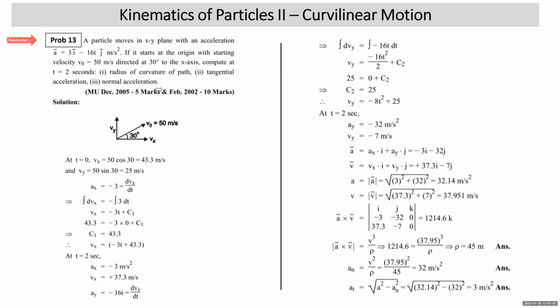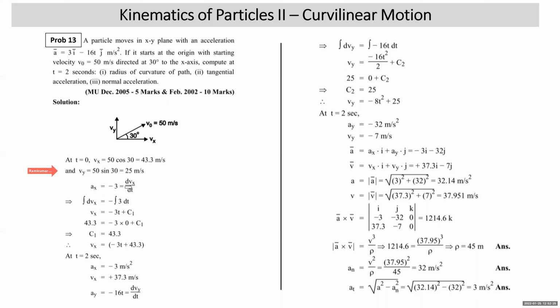So that means at t equal to 0, vx and vy are to be worked out as shown in this diagram. Can you see that? v0 is given as 50 at 30 degrees. So vx will be 50 cos 30, vy will be 50 sin 30. So at t equal to 0, vx is 50 cos 30, that is 43.3. vy is 50 sin 30, 25 meter per second. All right. Acceleration components ax and ay are given. ax is 3, ay is minus 16t.